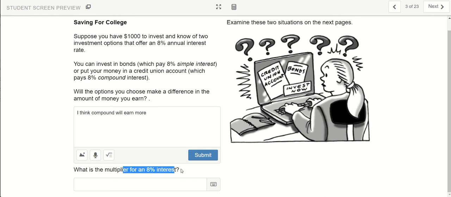What's the multiplier for an 8% interest? The way we figure that out is we take 100% and we add 8%, and then we need to change that back to a decimal. So 108% as a decimal is 1.08. So that's our multiplier. This is 100%, the 1, and we're adding an extra 8% on top.